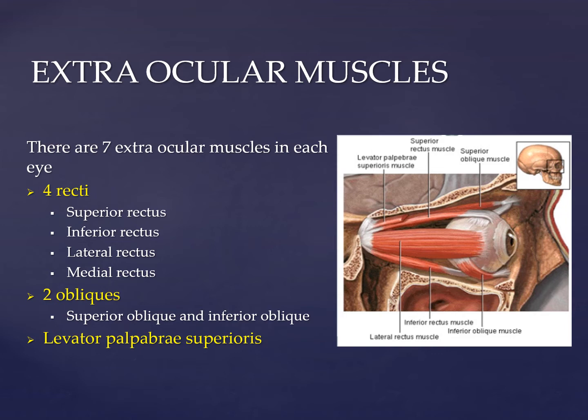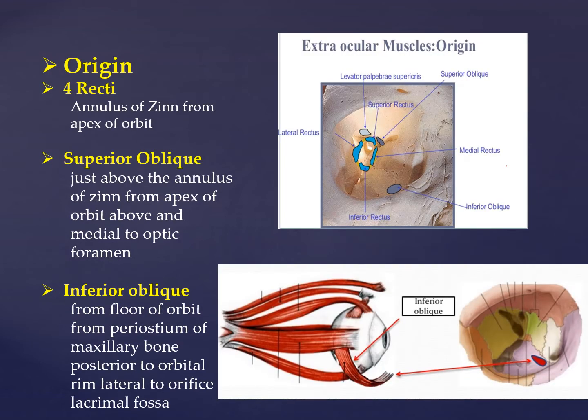Levator palpebrae superioris is not associated directly with the movements of the eyeball, so we will not discuss it here. The rest of the 6 muscles are involved in the movement of the eyeball, so we will discuss these muscles, that are superior, inferior, lateral and medial recti, and superior oblique and inferior oblique. We will discuss origin, course and insertion, actions of muscles and their nerve supply.